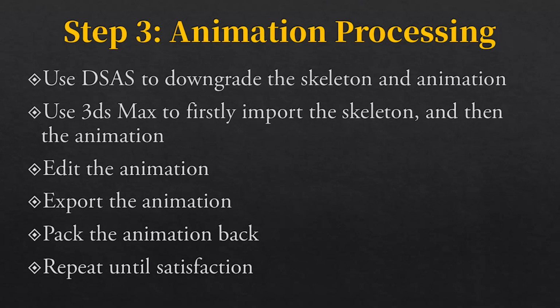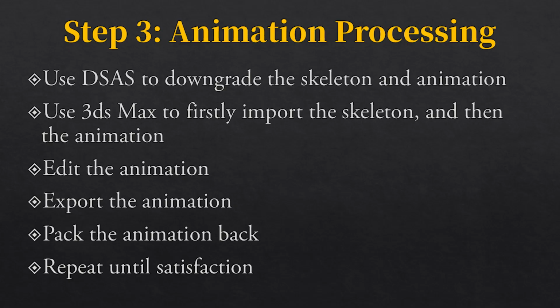We are finally at the last step. For this part, we will first use DSAS to downgrade the skeleton and the animation. Then, we will use 3ds Max to import the skeleton and then the animation. Note that the order of importing is important. We will then edit the animation and then export it and pack it back to the Deathpoker. We will keep tweaking the animation in 3ds Max until the NPC looks good.